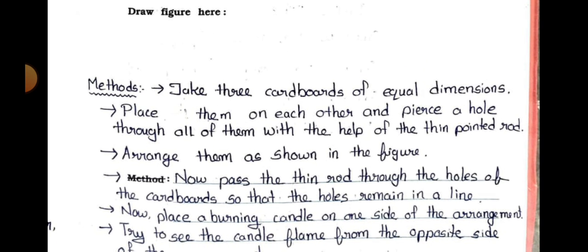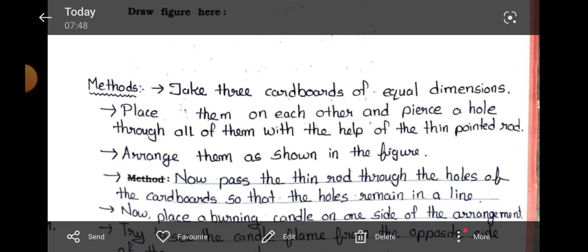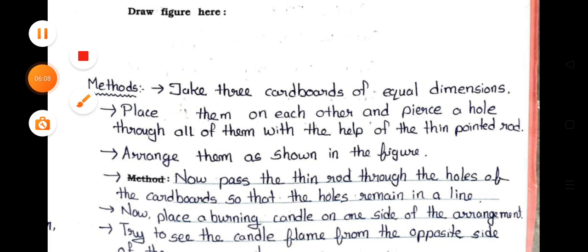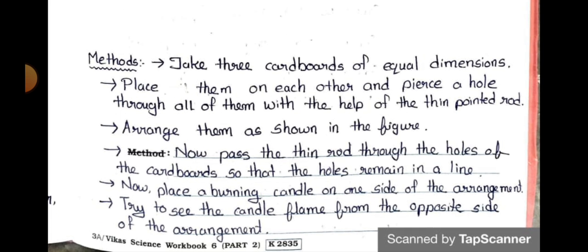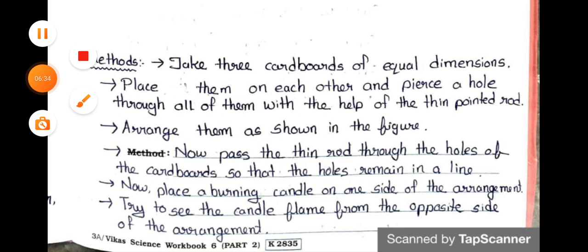Now see the method. Take 3 cardboards of equal dimensions, place them on each other and pierce a hole through all of them with the help of the thin pointed rod. Arrange them as shown in the figure. Now pass the thin rod through the holes of the cardboards so that the holes remain in a line. Now place a burning candle on one side of the arrangement. Try to see the candle flame from the opposite side of the arrangement.